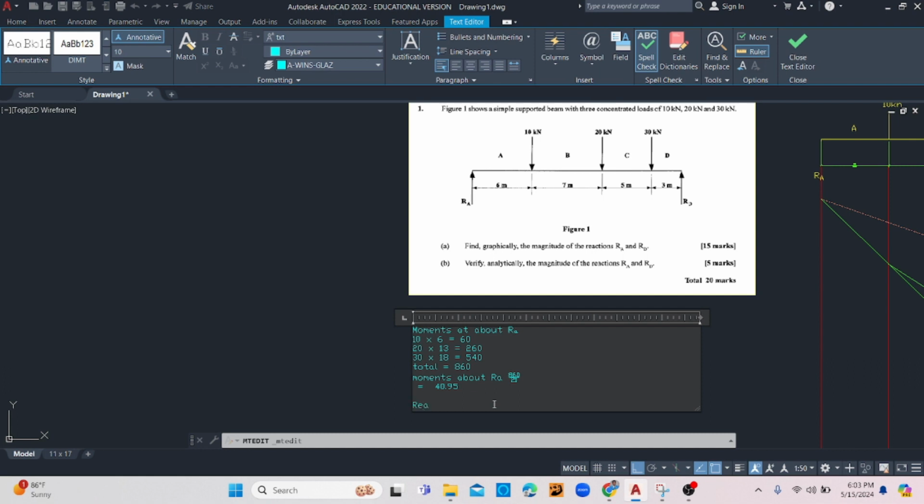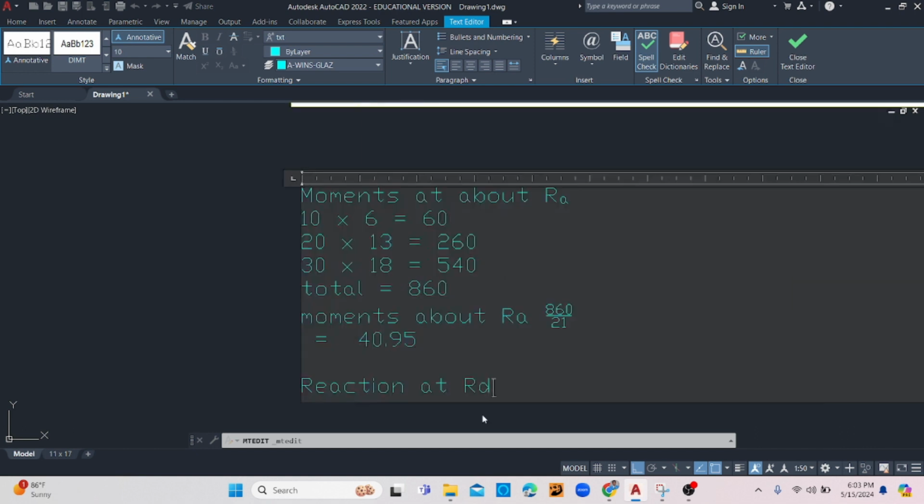Alright, so now it's time for us to calculate the reaction at RD, and you know RD is this one here, that's RD. Now to find RD, all we're going to be doing is simply taking the total load, yes, so we're taking the total load.